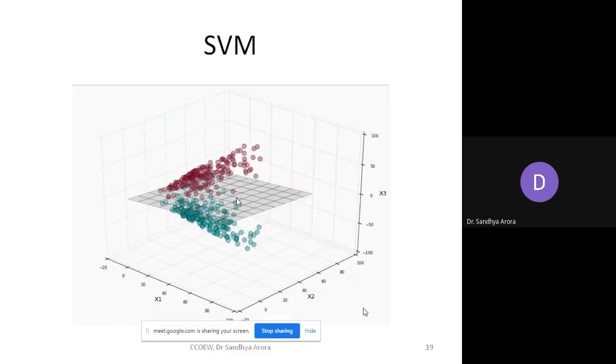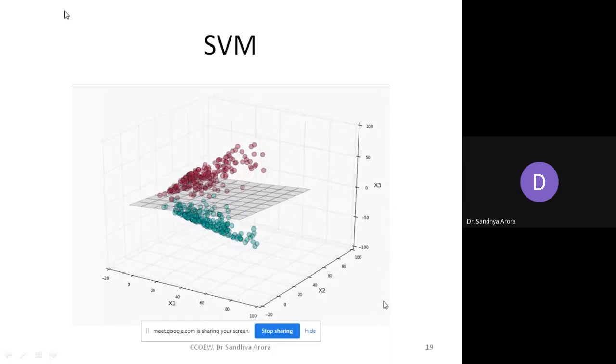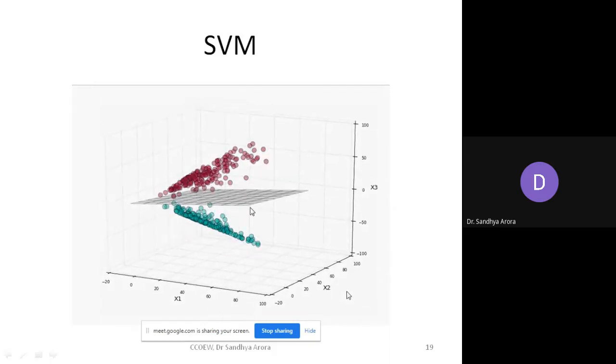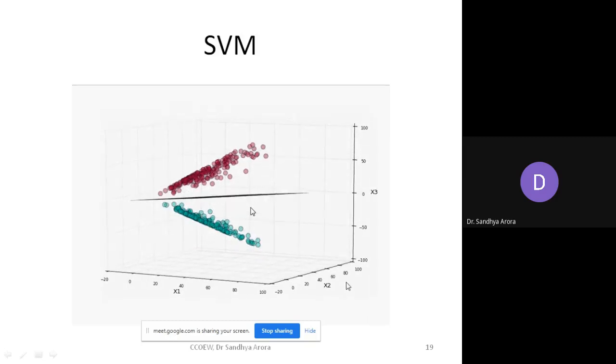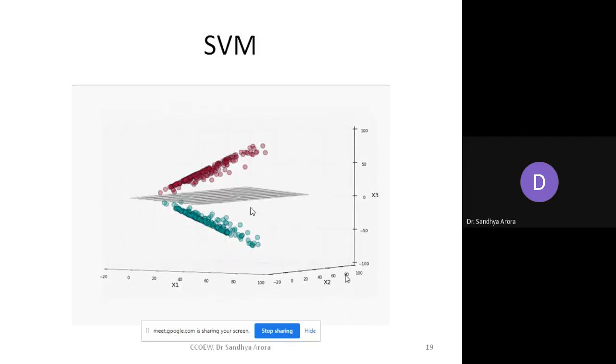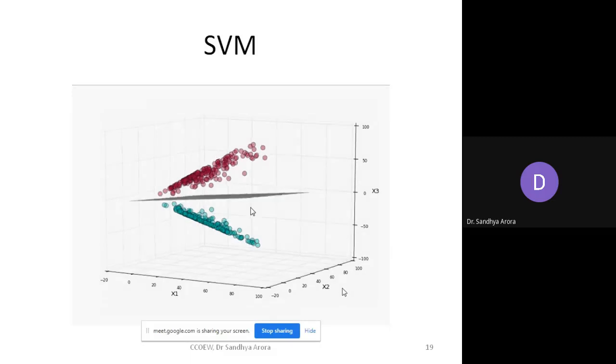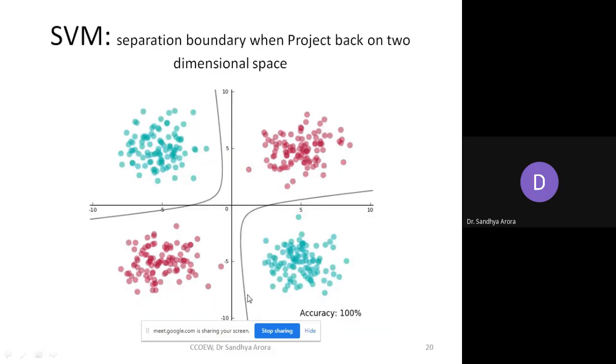So if you look at the plane on these 3 dimensions x1, x2, x3, the plane looks like this. But if you remap these points again to 2 dimensions, your plane will be something like this. You can see this. Your plane is this and this. This is your plane equation. So this and this is going to one class, and these points are going to the other class.